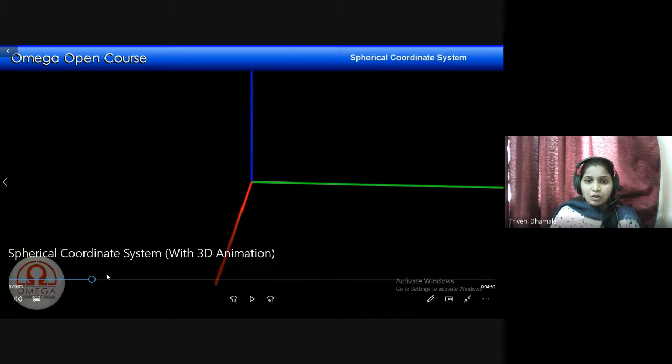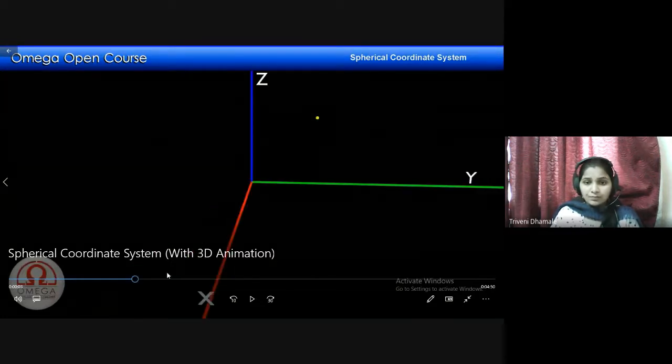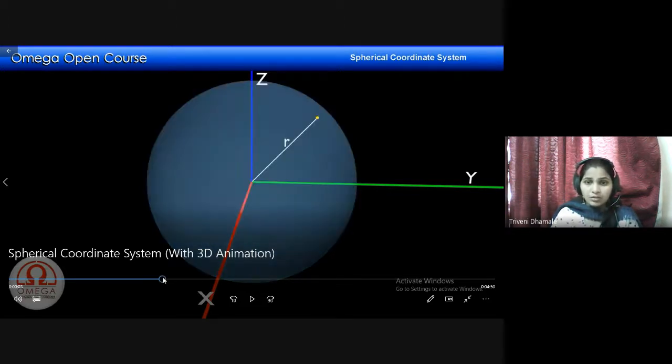In the spherical coordinate system, you have to consider one sphere. This is the sphere, and there is a point on the surface of the sphere. For the R constant plane, you have to consider the complete outer surface, that is the sphere. So this is the R on the surface from the origin. It is an R constant plane.